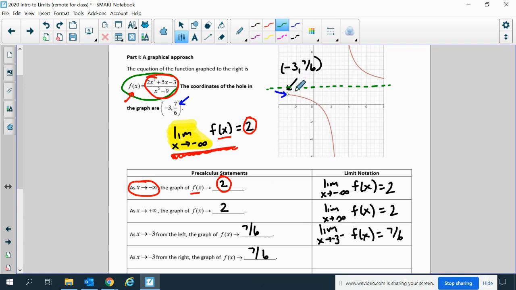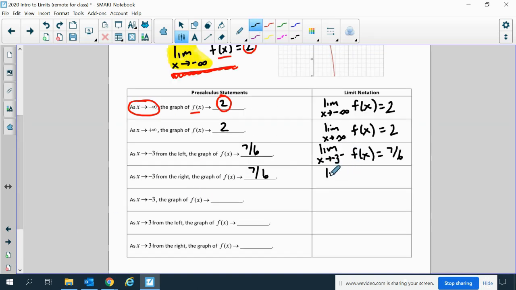Likewise, the same thing appears to be true as we approach from the right. So we would say the limit as x approaches negative 3 from the right of f(x) equals 7/6. As x approaches negative 3, the graph of f(x) approaches 7/6 because it approaches the same thing from the left and the right. So we would say that the limit as x approaches negative 3 of the function is 7/6.